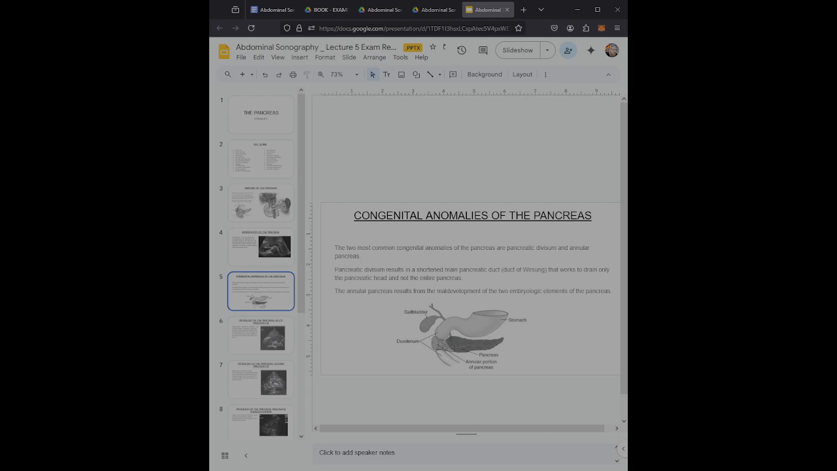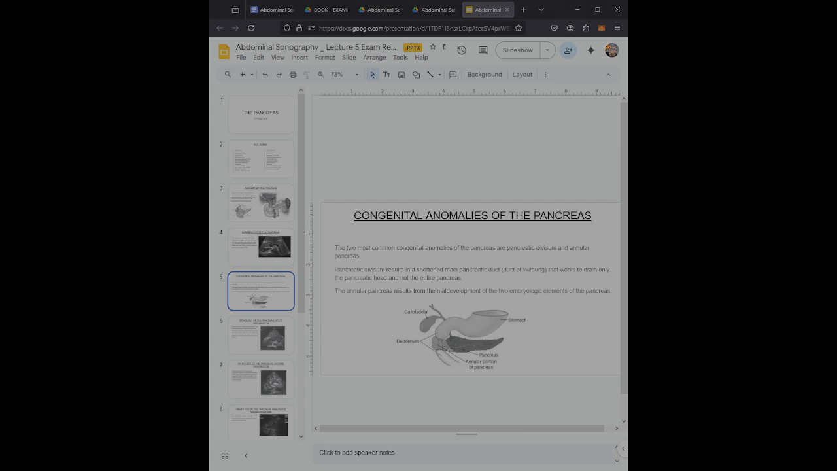Congenital anomalies of the pancreas. The two most common are pancreas divisum and an annular process. Pancreas divisum is the most common congenital variant, and it results from abnormal fusion of pancreatic ducts. Divisum results in a shortened main pancreatic duct, and it drains only the pancreatic head. And the accessory duct of Santorini, which is much smaller than the main pancreatic duct, is therefore forced to drain the rest of the pancreas, and it empties a larger amount of pancreatic juices through the minor sphincter.